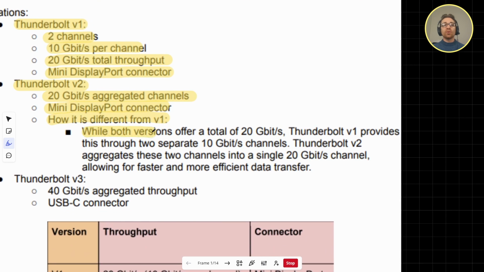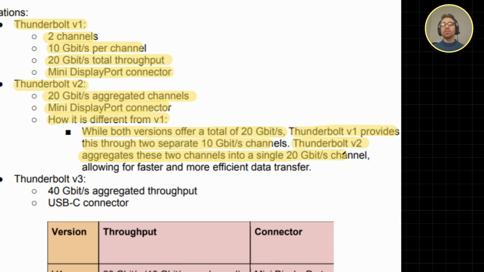Well, while both versions offer a total of 20 gigabits per second, Thunderbolt version 1 provides this through 2 separate 10 gigabit channels. Thunderbolt version 2 aggregates these 2 channels into a single 20 gigabits per second channel, allowing for faster and more efficient data transfer. So that's the key difference there.